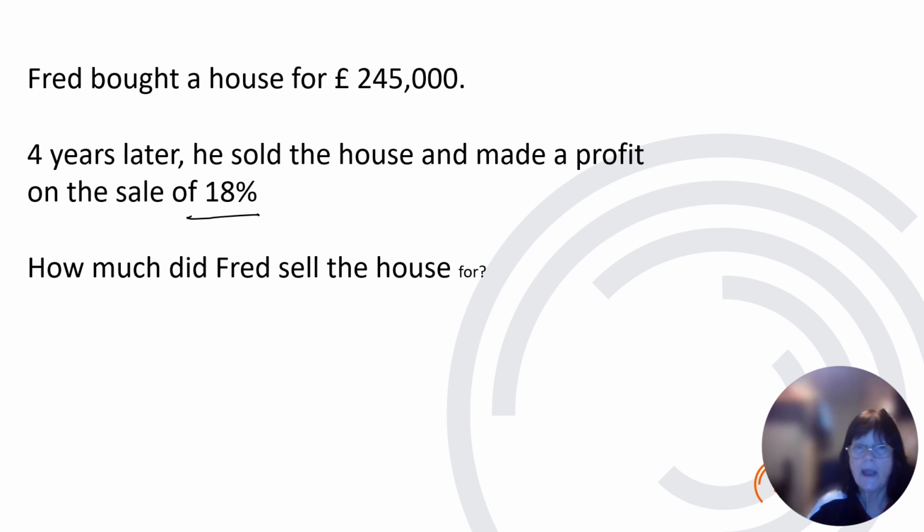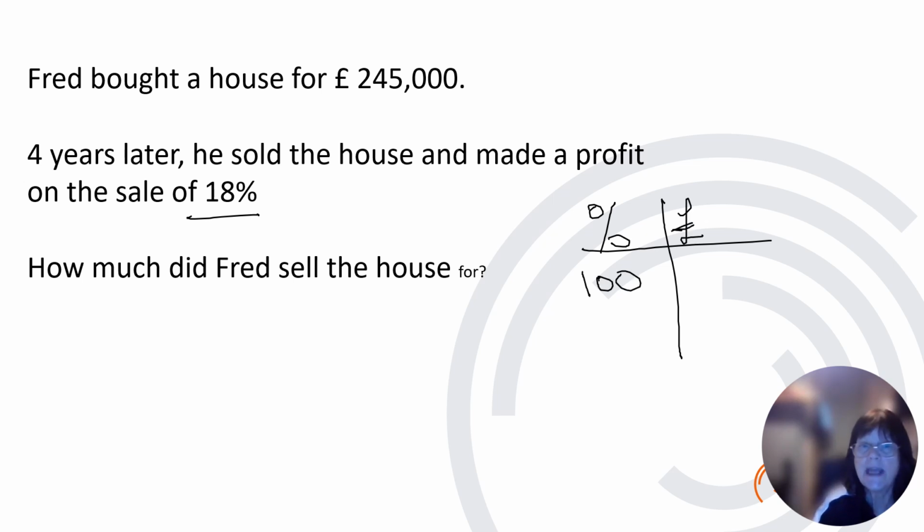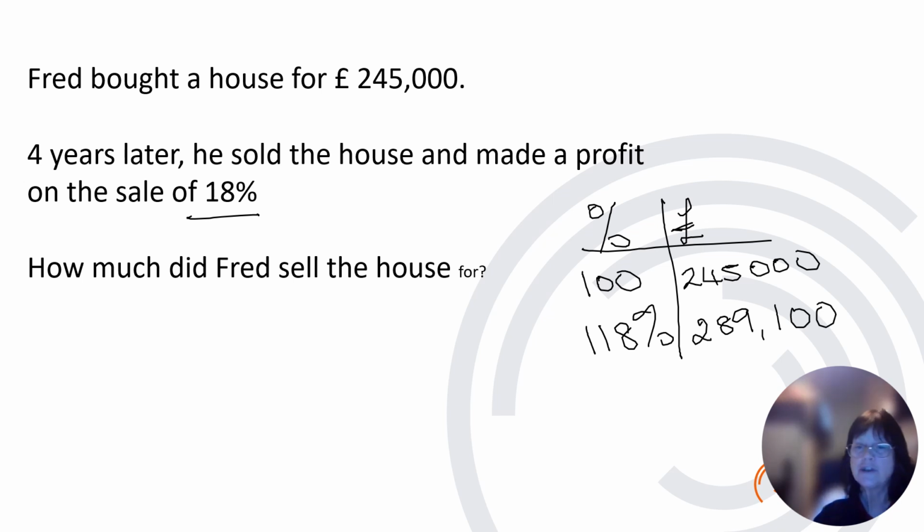Okay, how did you get on? What do we know? Percentage, pounds. We know that 100% was 245,000. We've now got 118%. So 118% would mean that we ended up with £289,100. Is that the answer you got? If so, you're doing really well.